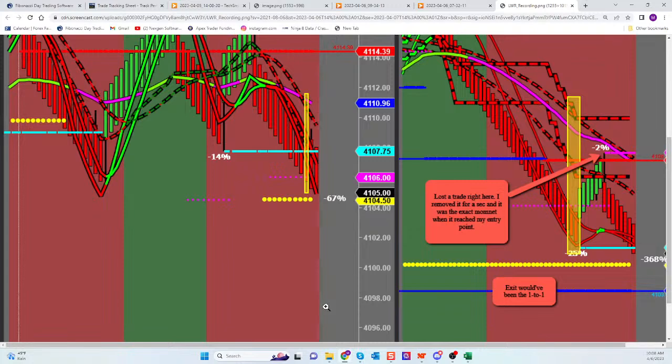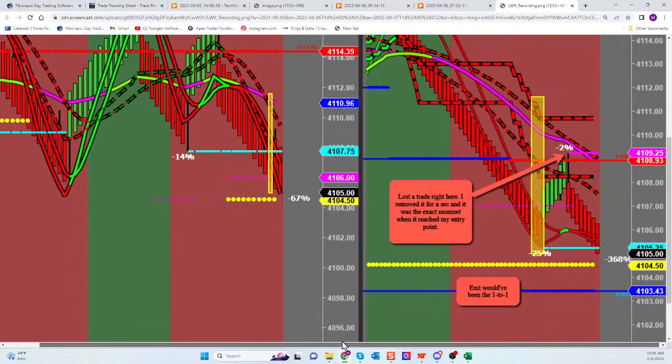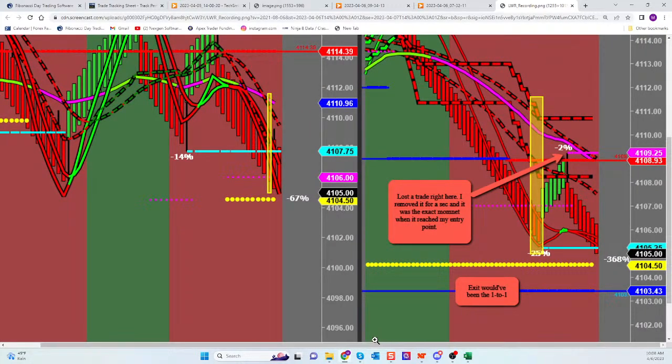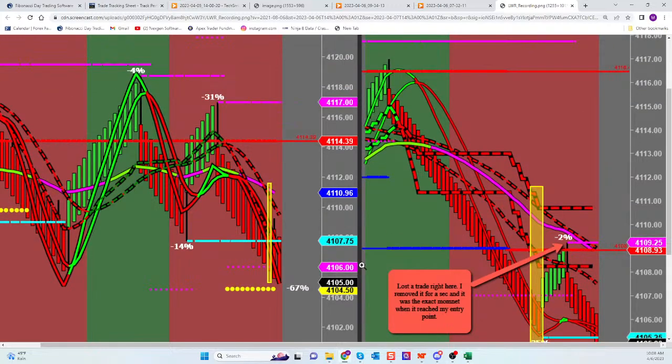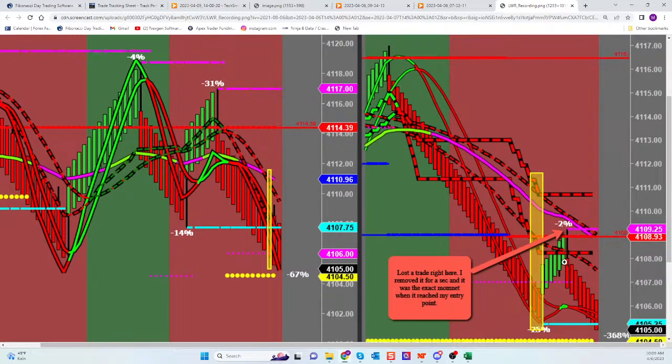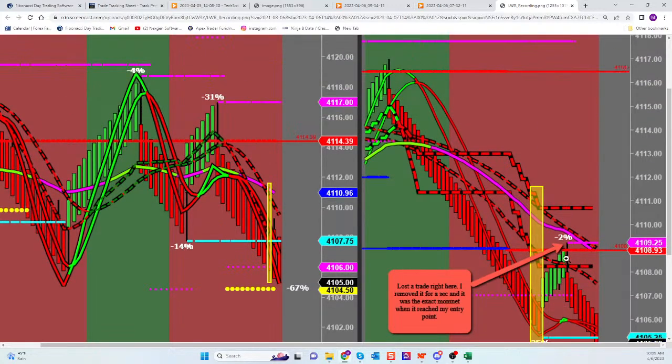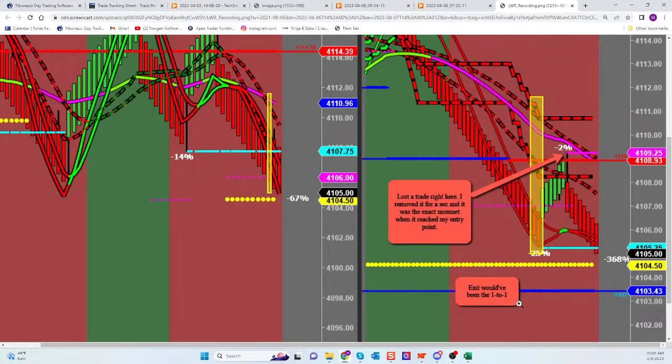All rules met. What rules? So Jay Solar, when you write all rules met, what rules were met? You say you lost the trade. Right here, you removed it for a second. It was the exact moment when it reached your entry point. How did you lose the trade if there wasn't an entry? I'm a little confused, so let's go through it.